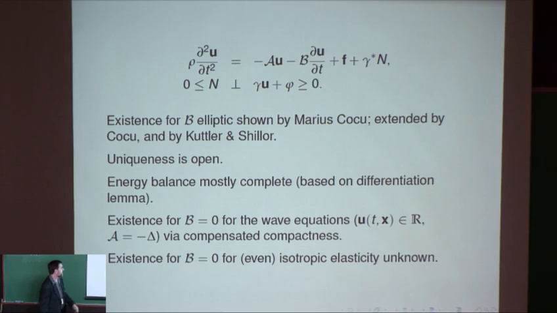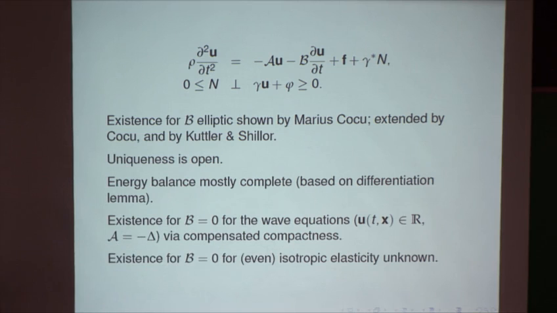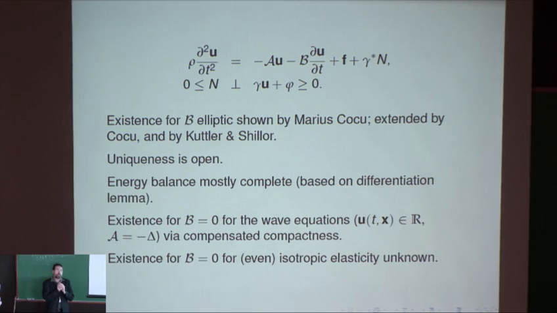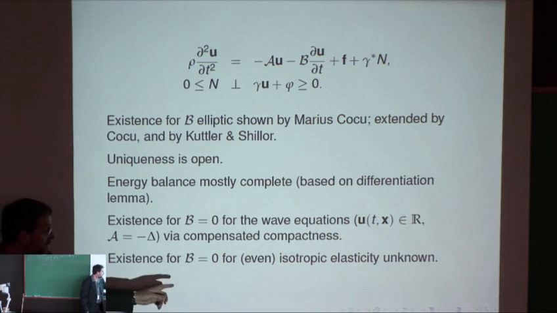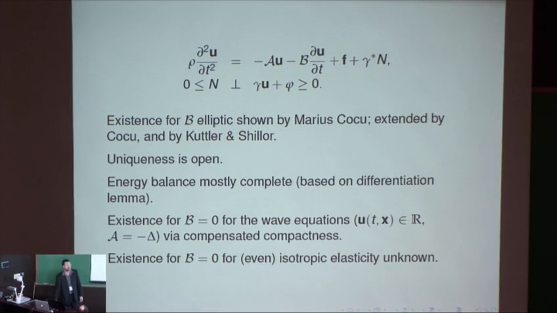Existence for pure elasticity has been shown for the wave equations by compensated compactness. That was done by Jong and Kim. Is that Jong and Kim? I think it was. Yeah. But it involves compensated compactness, which is very tricky to apply, and no one has shown existence for pure elasticity for isotropic linearized elasticity. So that's a mathematical question that's still unknown.